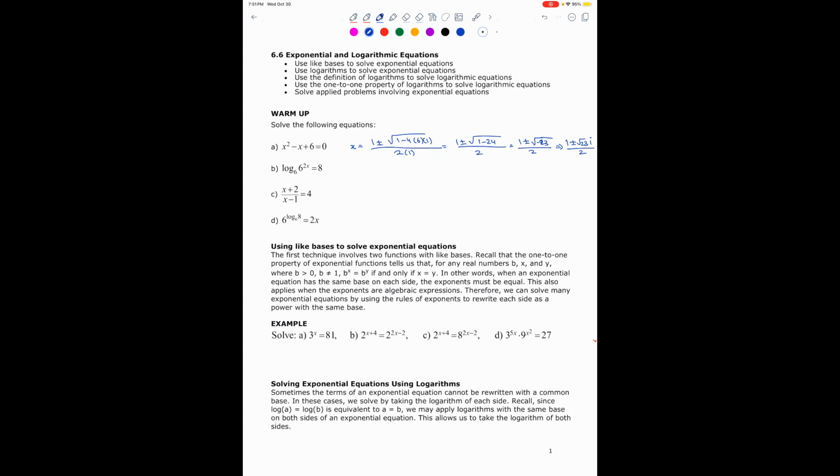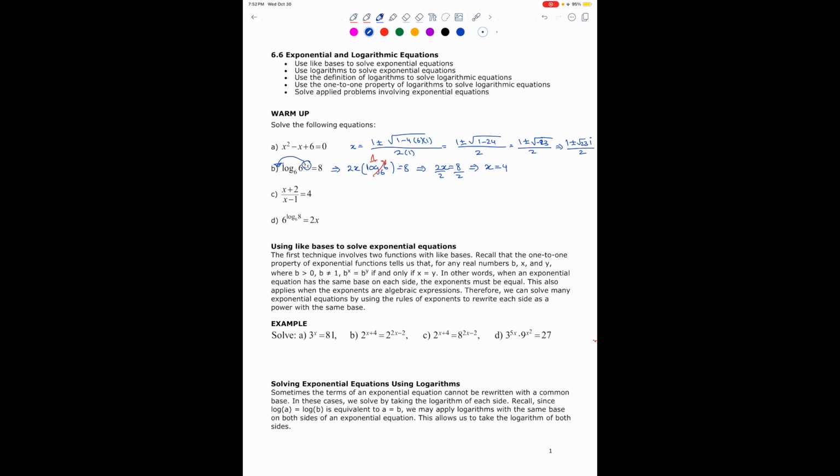The second part, we have log base 6 of 6 raised to the 2x equals 8. So we can rewrite this by bringing the power down. So 2x times log base 6 of 6 equals 8. We know that log base 6 of 6 is equal to 1. So this is 2x times 1, which leads to 2x equals 8. And by dividing both sides by 2, we get x equals 4.